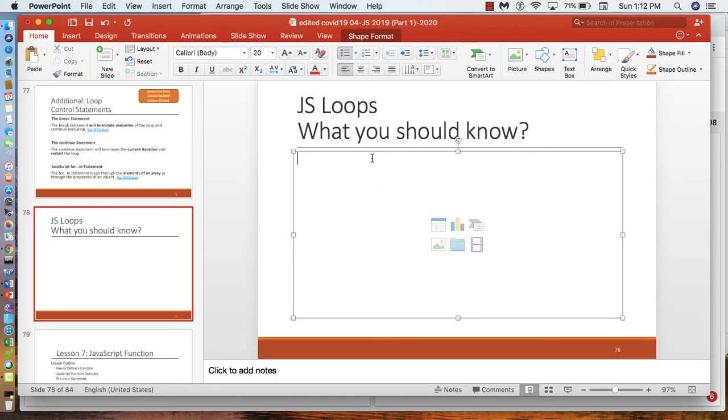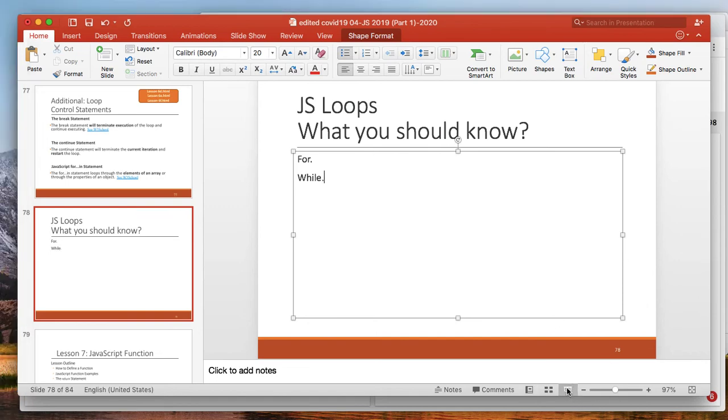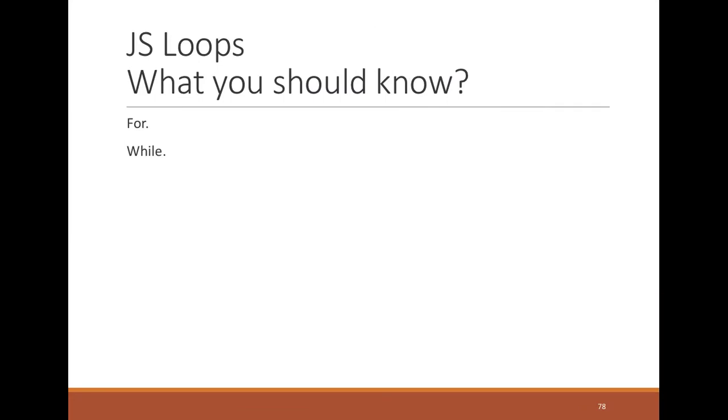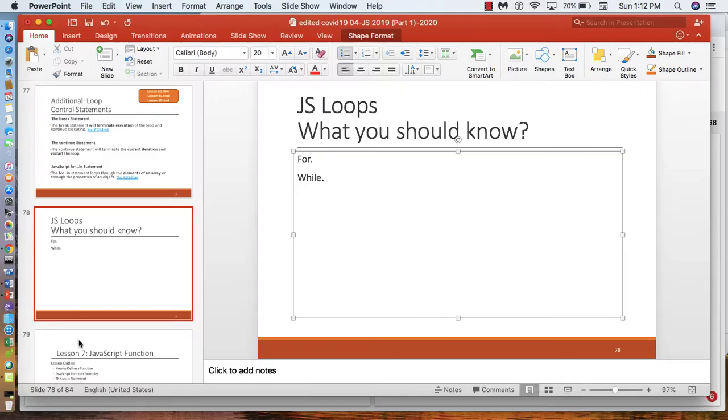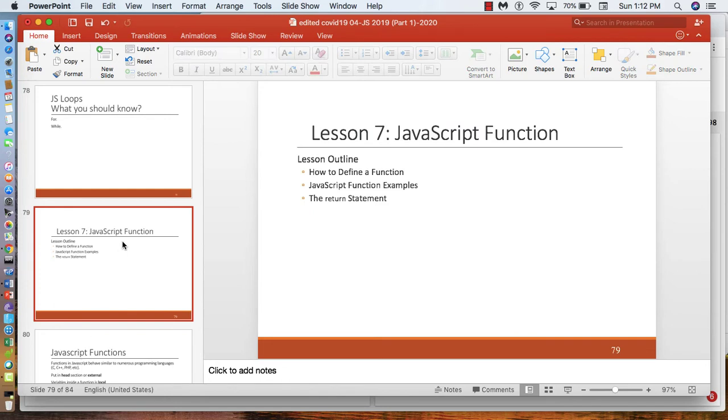What you should understand in JavaScript loop, there are two kinds. Number one is for, number two is while. That's all that you should understand on JavaScript loop. It's quite straightforward and quite simple to understand. Okay, next I just want to give some introduction about functions.